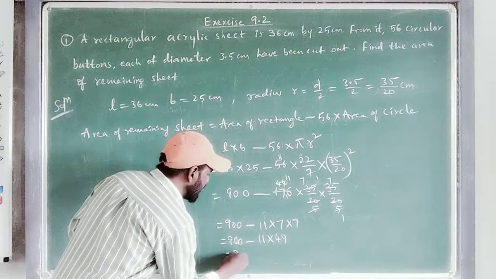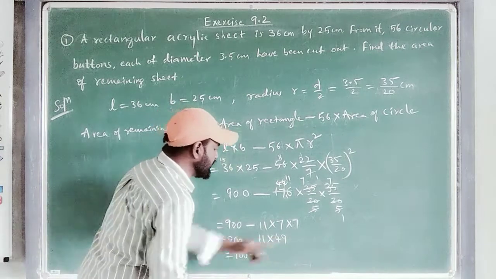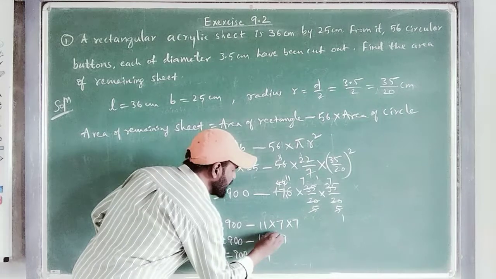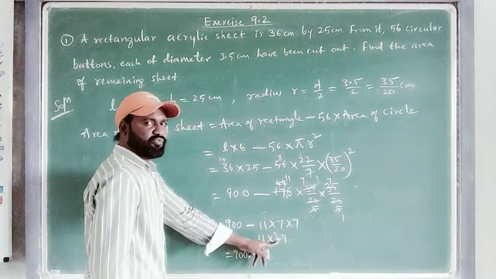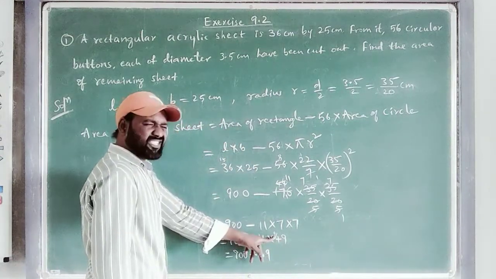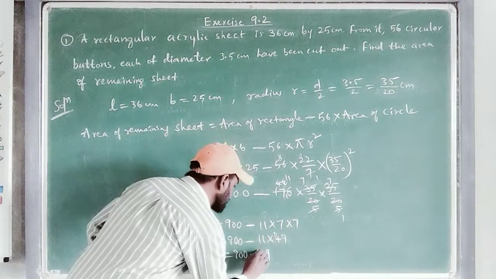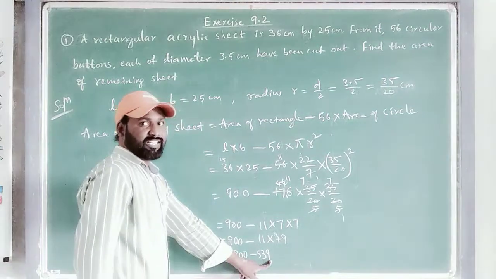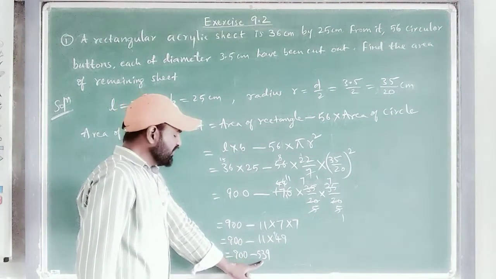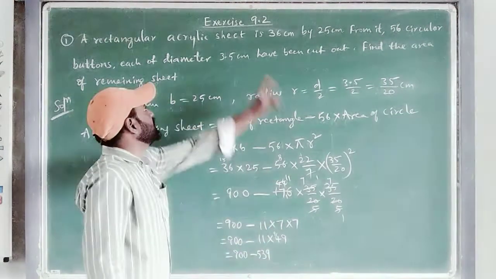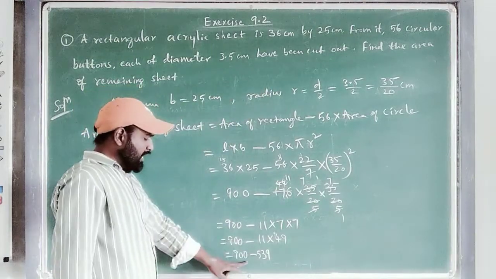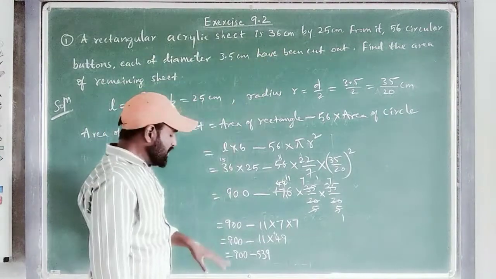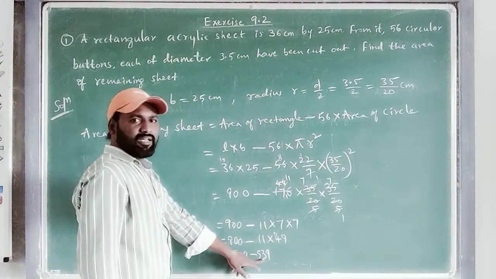Now again 900 minus 11 9s are 99. 9 here. Again 9 carry. 11 4s are 44. 44 plus 9, it is 53. So 539. This is the area of 56 circular buttons whose diameter is 3.5 centimeters. This is the area of the acrylic sheet whose dimensions are 36 centimeters, 25 centimeters. So from it is cut.